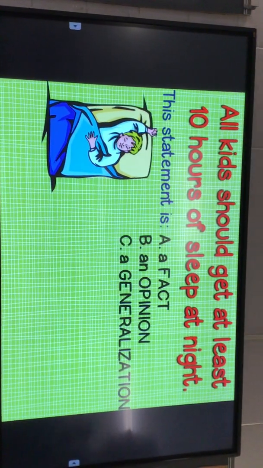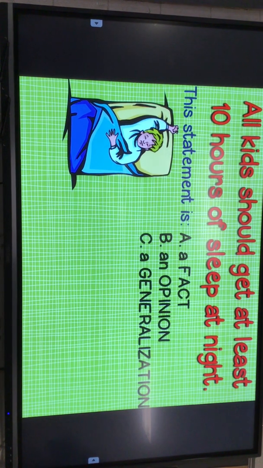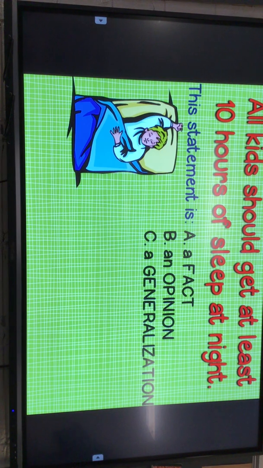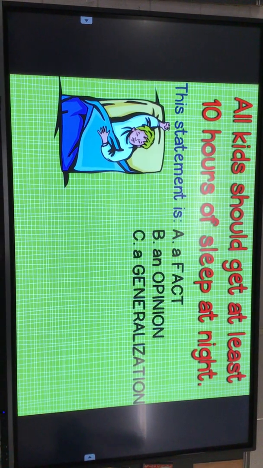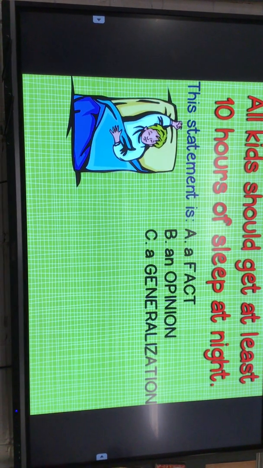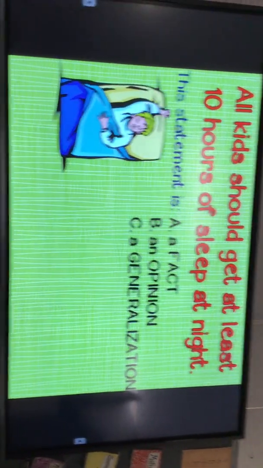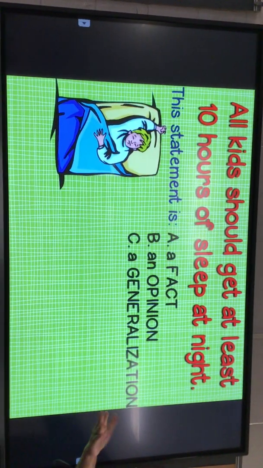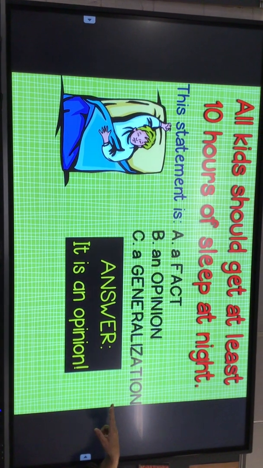All kids should get at least 10 hours of sleep at night. Is it a fact? Is it an opinion? Or is it a generalization? 1, 2, 3, or A, B? Yeah, that's why 1, 2, 3 is easier. But B. Okay, that's why I said 1, 2, 3 is easier. There is no 4, silly. Oh, gotcha. Well, there's a difference. Opinion. Whoa. Okay. Yes, this one is.